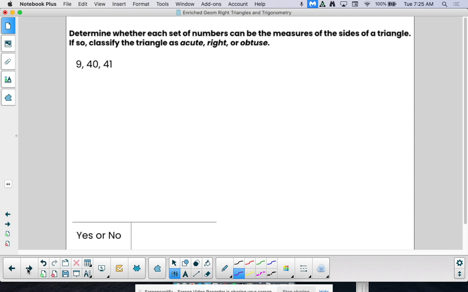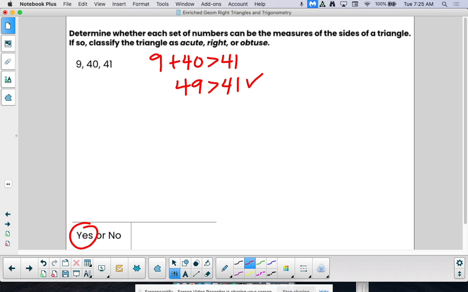Same thing, we gotta first figure out if these three side lengths form a triangle. So again, take your two smaller ones, 9 plus 40. We need that to be greater than 41. 9 plus 40 is 49. Is 49 greater than 41? Yep, sure is. So circle yes.